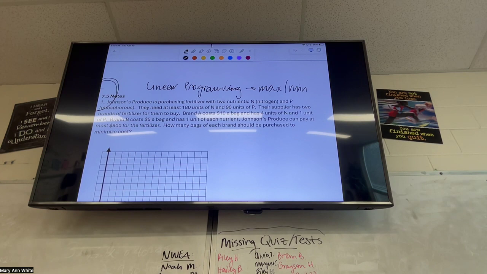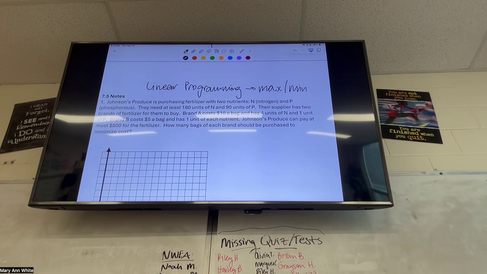So let's read this problem. It says Johnson's Produce is purchasing fertilizer with 2 nutrients, nitrogen and phosphorus. They need at least 180 units of nitrogen and 90 units of phosphorus. Their supplier has 2 brands of fertilizer for them to buy. Brand A costs $10 a bag and has 4 units of nitrogen and 1 unit of phosphorus.